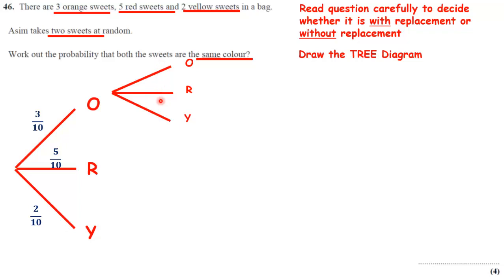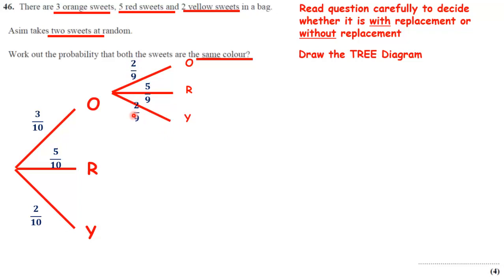I need to think carefully about what I put at the top. So 3 orange sweets were in the bag initially. If he picked an orange sweet first, that's what this branch is, that means he has 1 less. So the probability of picking an orange sweet is going to be, there'll be 1 less, so that's 2. 2 out of 9. Okay? He didn't pick a red sweet the first time, so there's still 5 of them in the bag, so it's going to be 5 over 9. And he didn't pick a yellow sweet the first time, so there'll still be 2 in the bag, so it'll be 2 over 9. Check that the numerators add up to 9.